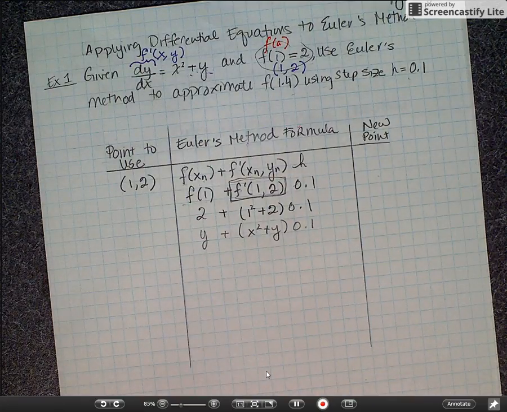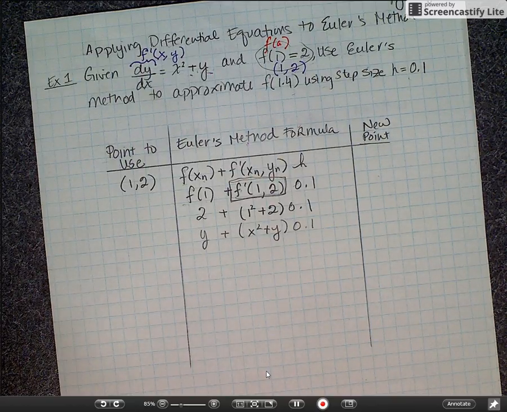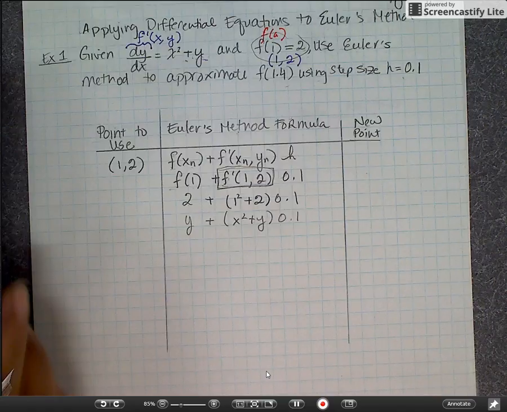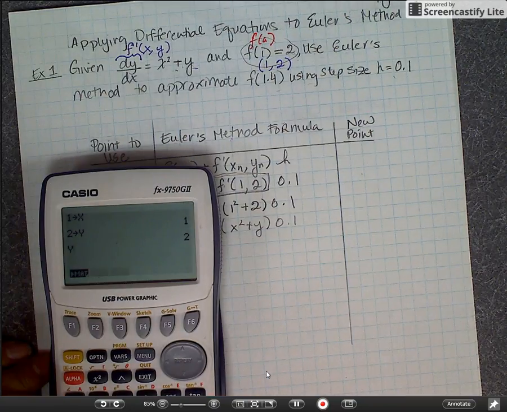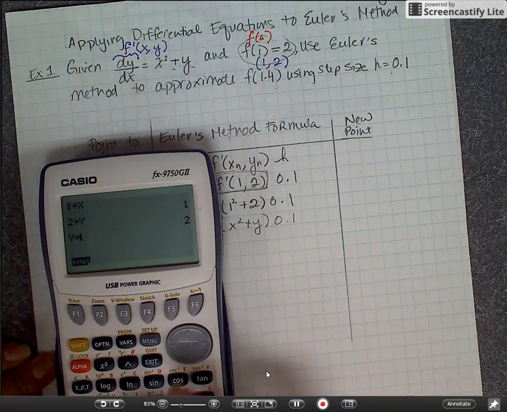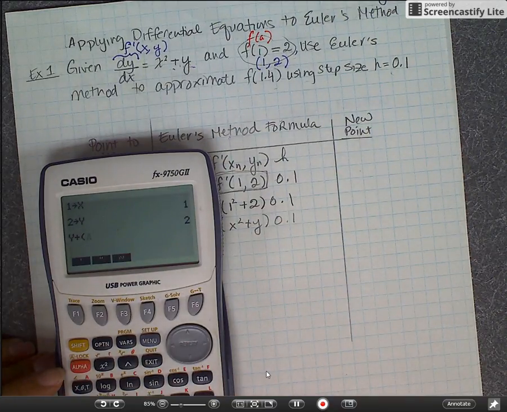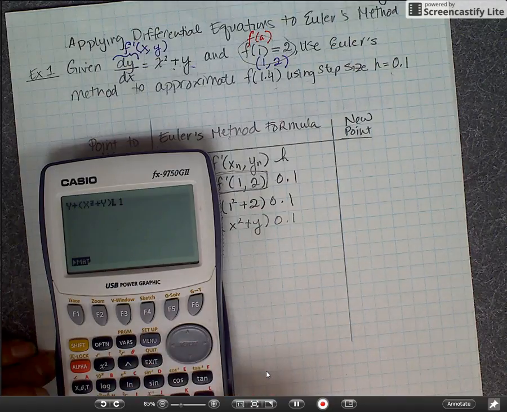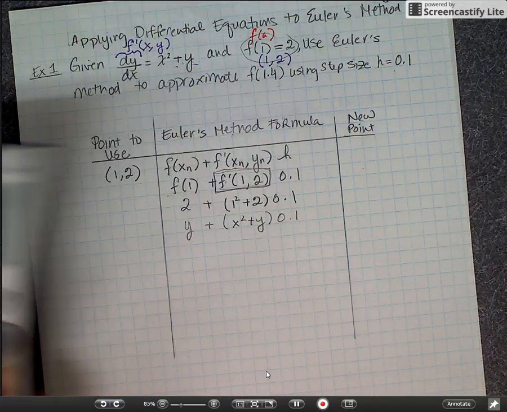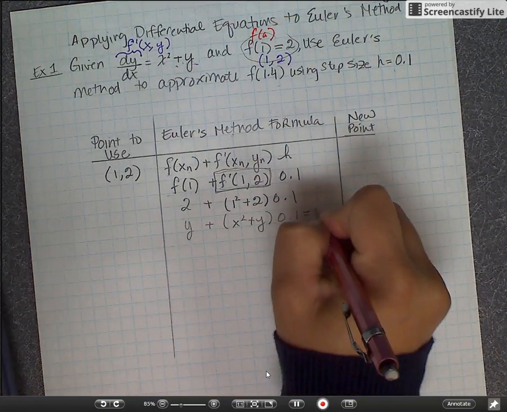And I'm just going to recall my formula. So if I enter it into my calculator, I already have everything stored. So I'm going to have alpha y plus, okay, and that gives me 2.3. So this is equal to 2.3.